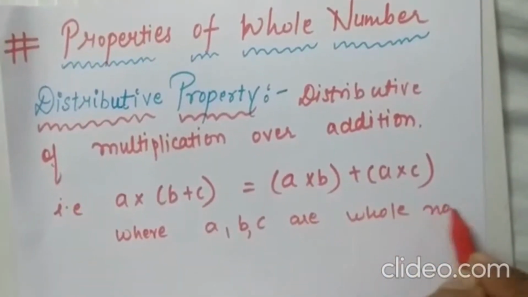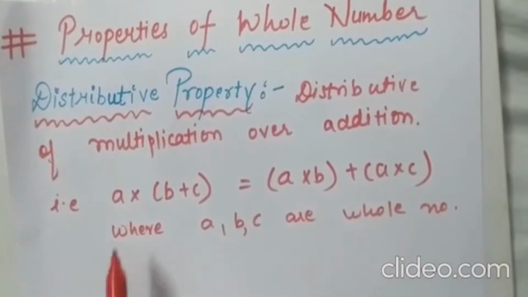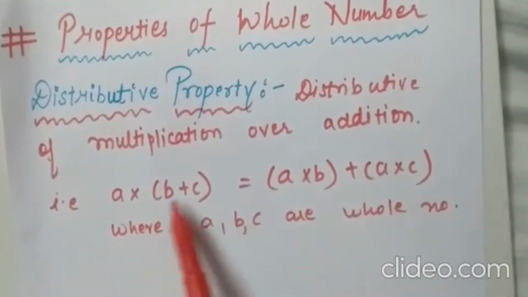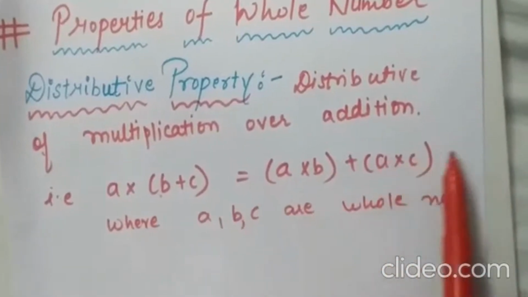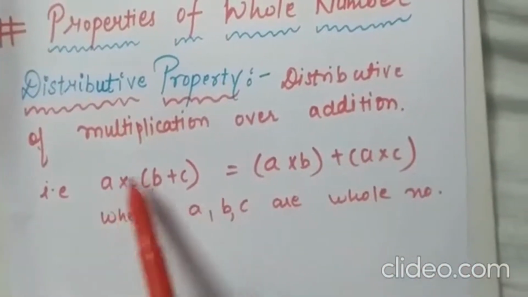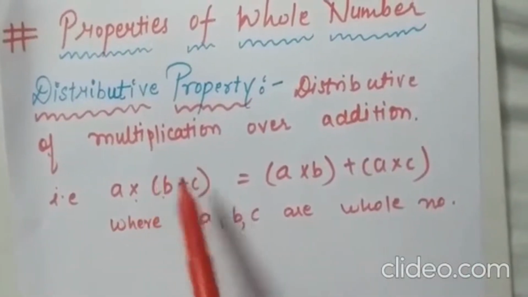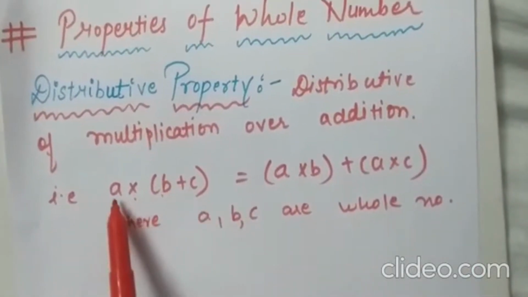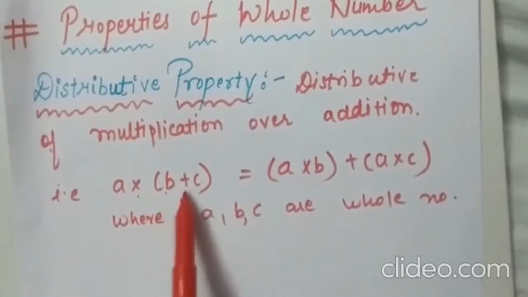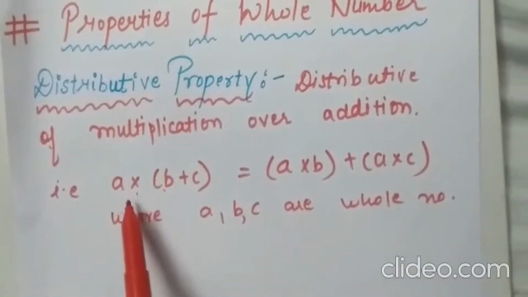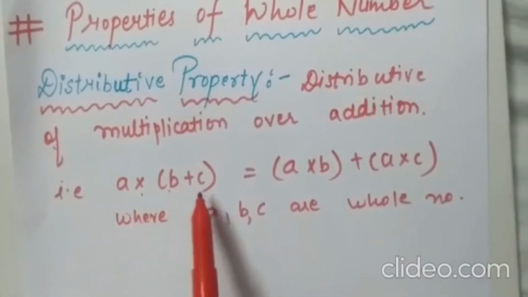Okay, now we'll first see this identity. Here A is in multiplication with B and C. So that is A into B plus A into C. So what can we say? Distributive property of multiplication over addition. Here both the numbers are in addition and one number is in multiplication. So what can we say? Distributive property of multiplication over addition.